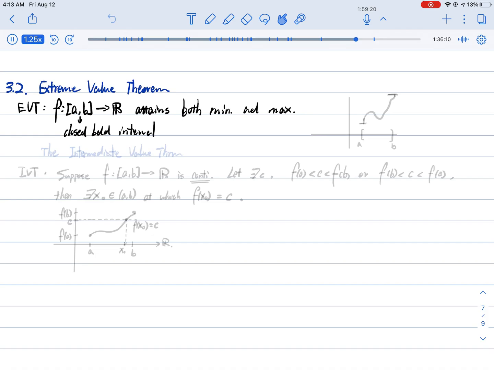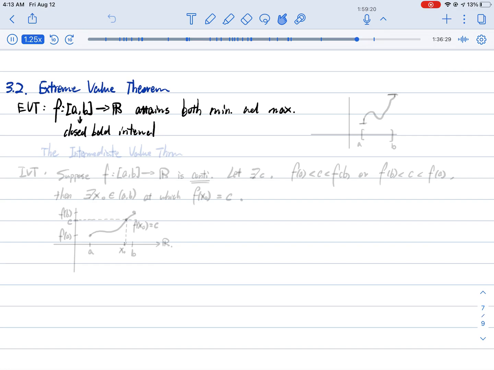And a remark right here is that the image of the continuous function on a closed bounded interval is bounded above. And that is, there is a number m such that any f of x is smaller or equal to m for all of the x in this range of a to b.